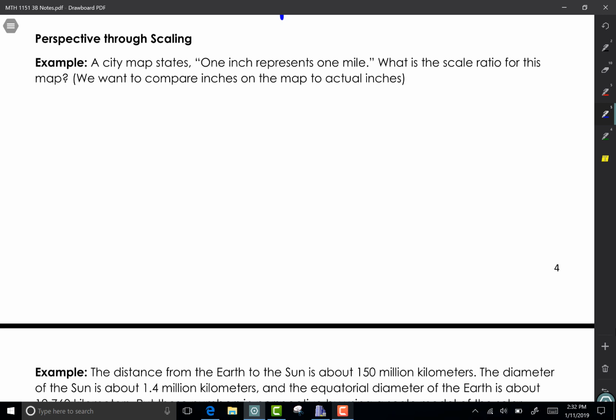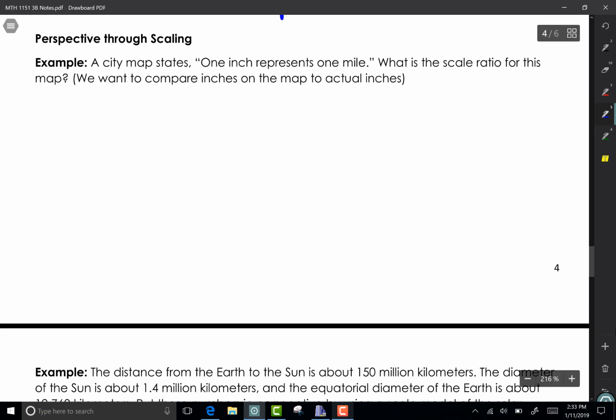So the first example, we're going to talk about scaling on maps. It says 1 inch represents 1 mile on a map. What is the scale ratio for this map? So we want to compare inches on the map to what the actual inches are in real life. So 1 inch on the map is equal to 1 mile, 1 actual mile.